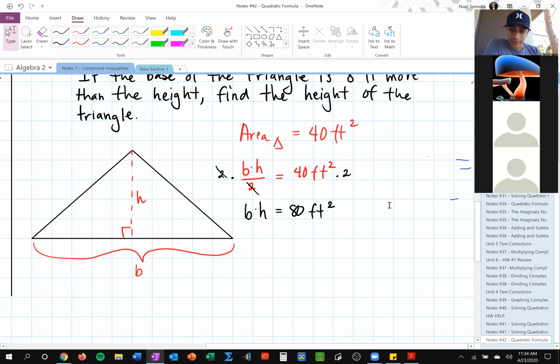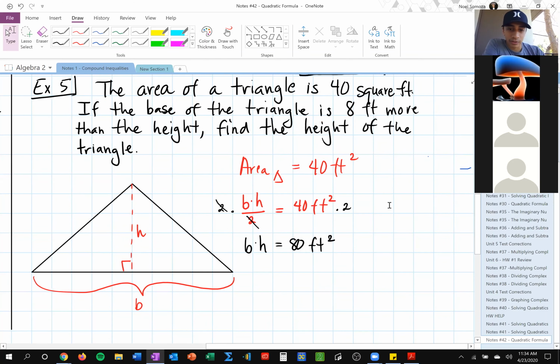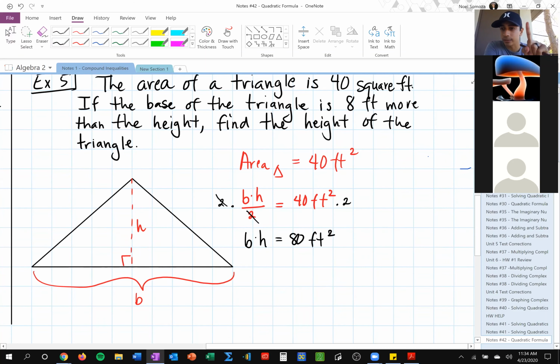All right, so anyway, here's what we know. We know that the base of the triangle is 8 feet more than the height, right? So can we convert this base, can we change that into a variable where we're only dealing with one variable? Can we say that base is equal to, well, it's 8 feet more than the height. So if my base is 8 feet more than my height, I can just take my height and add 8 to it, and that would tell me my base.